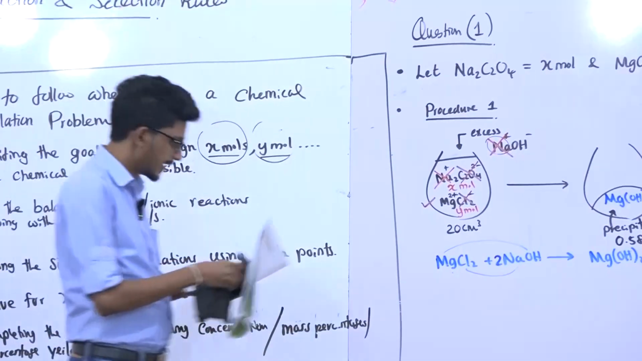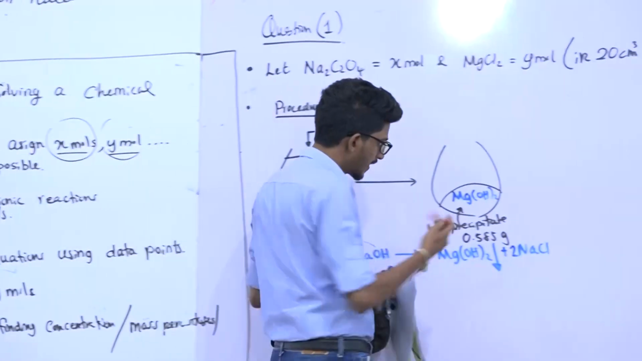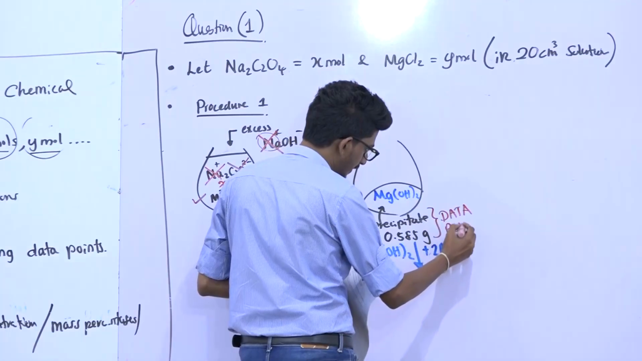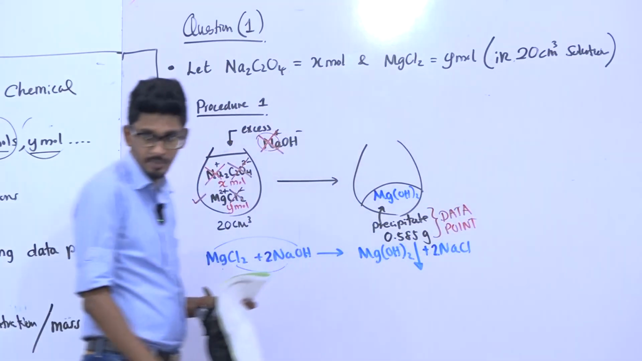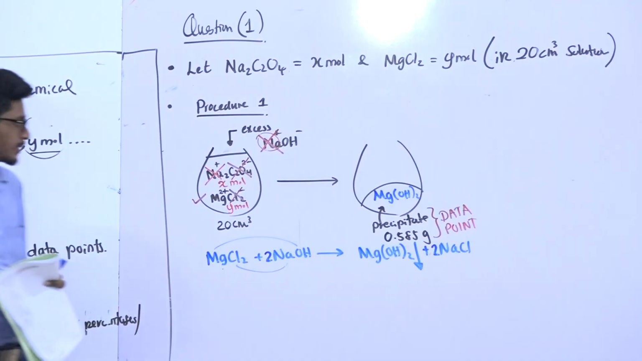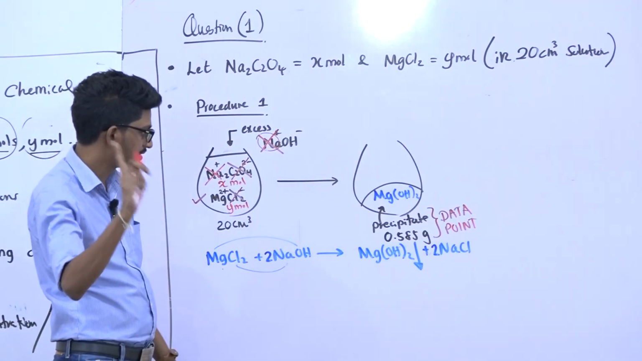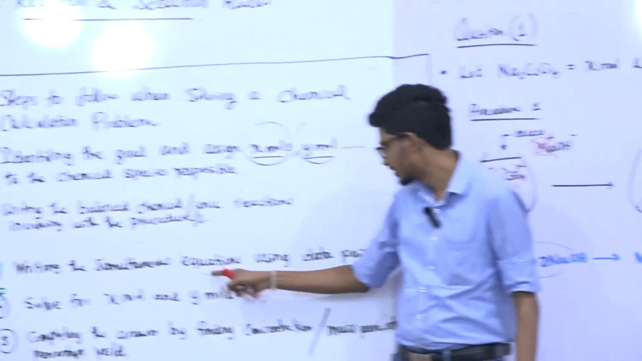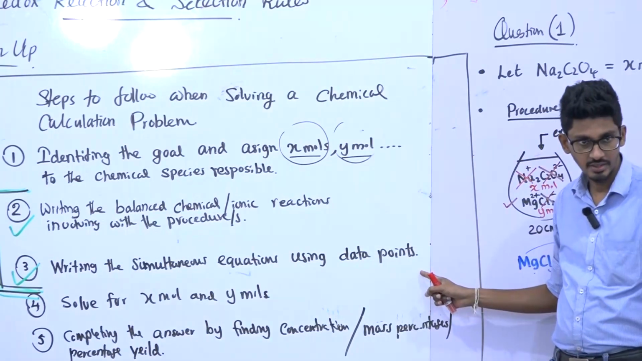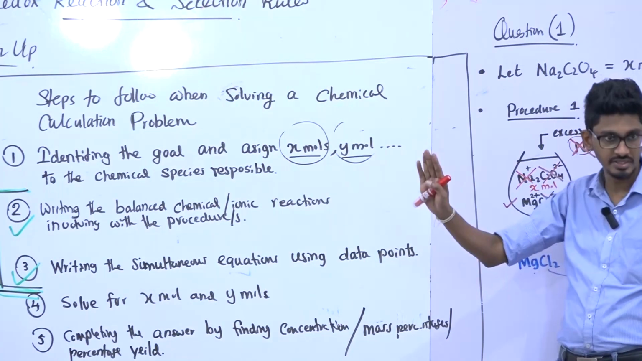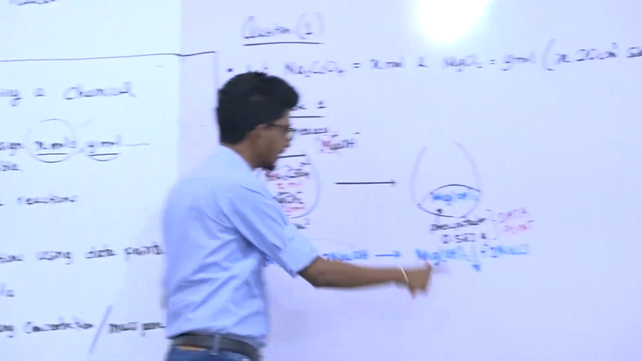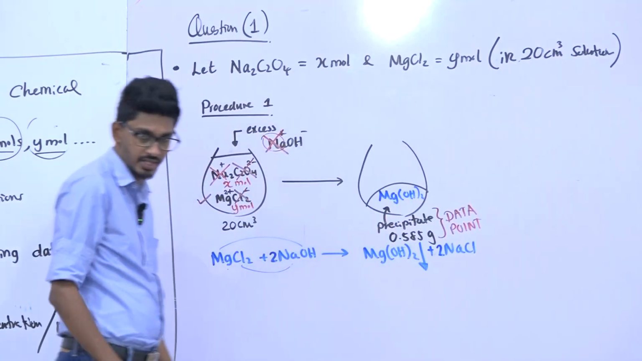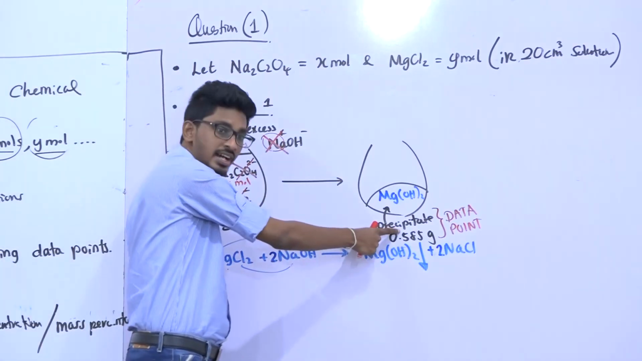Now this is your data point. It's a precipitation data point, so we are supposed to write an equation for this precipitate. The first simultaneous equation is written for this precipitate. Write the simultaneous equation choosing the data points. We write simultaneous equations only for our data points. So we write the first simultaneous equation for this data point.